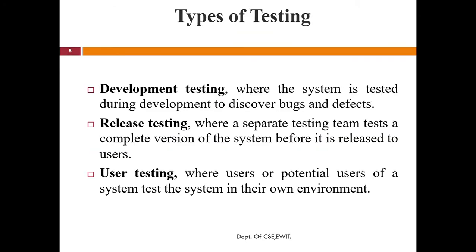So types of testing: it consists of three kinds of testing: development testing, release testing, and user testing. In development testing, the system is tested during the development stages only. So in order to discover the bugs and the defects, in the early stage only we are going to detect the error, and that kind of test we can call development testing.